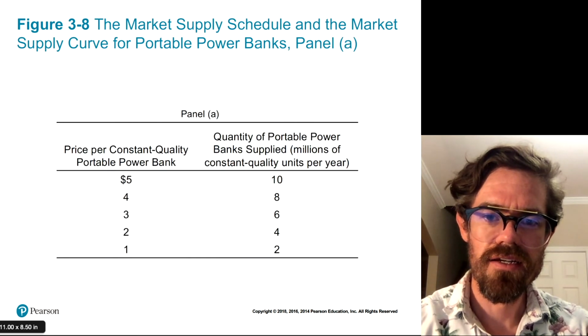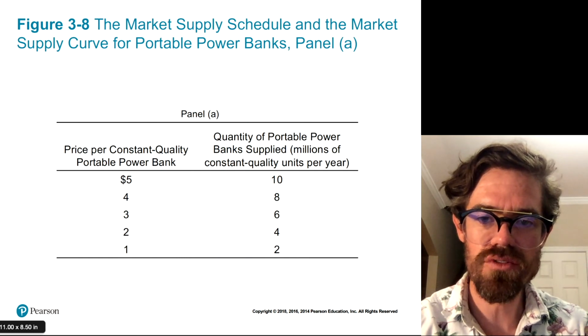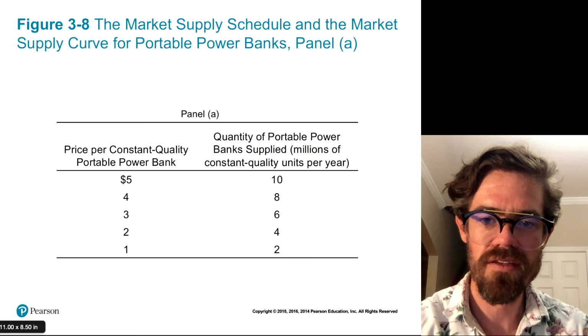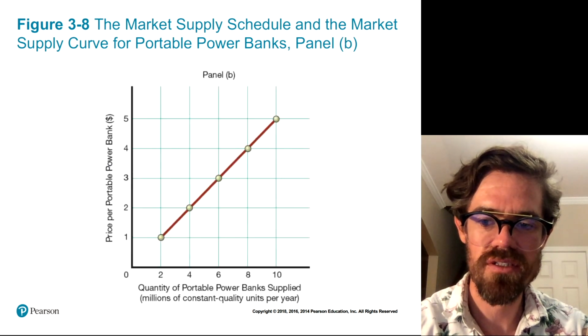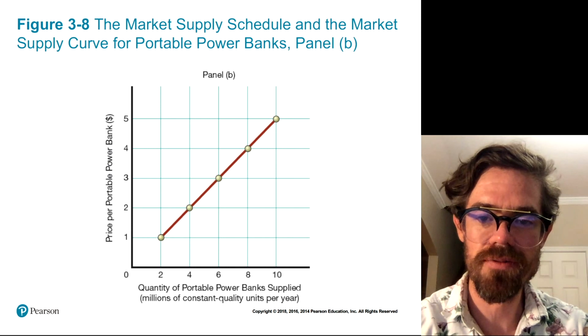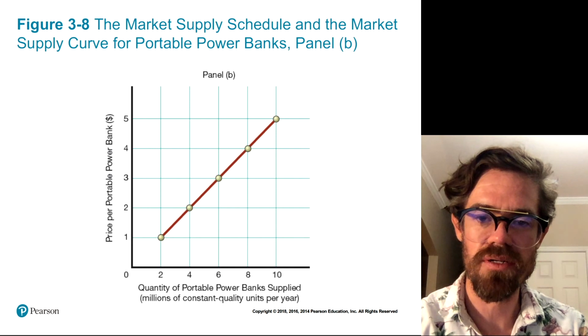All right, and then here's the ultimate market supply schedule. Take note here that the quantity is in millions of units, so that 10 at $5 is 10 million units, and 8 million units, and 6 million units, and so on. So this is the market supply schedule, and here's what it looks like as a curve on a graph. Pretty straightforward, hopefully, for you. Very similar to demand. Really, the only difference is we now have a direct relationship instead of an inverse or negative relationship.